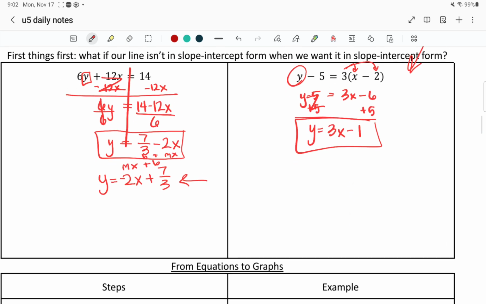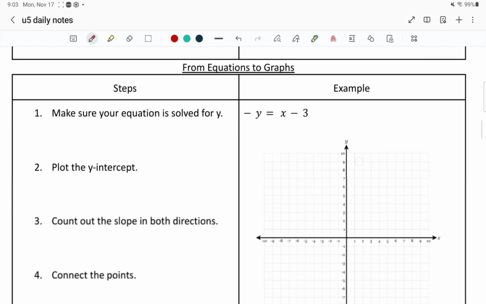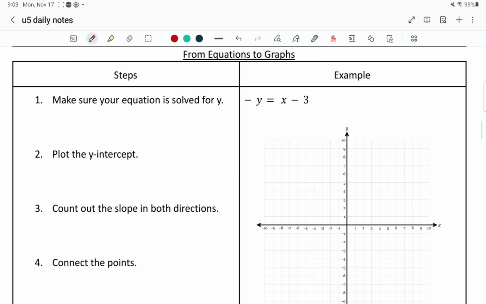Okay, but I know we love to do parentheses. We love to distribute, so let's do it. That's the most math for today. From here on out, we're taking an equation and we're going to graph it, and then we're going to take a graph and write the equation for it. And we've done this before, so we're just going to kind of review, make sure we've got the steps.